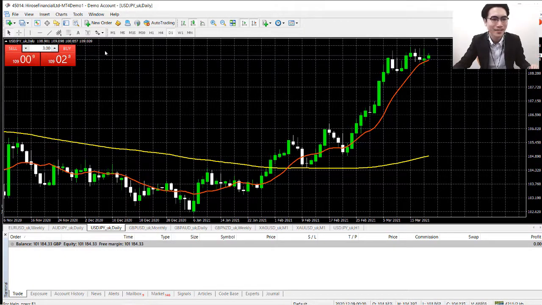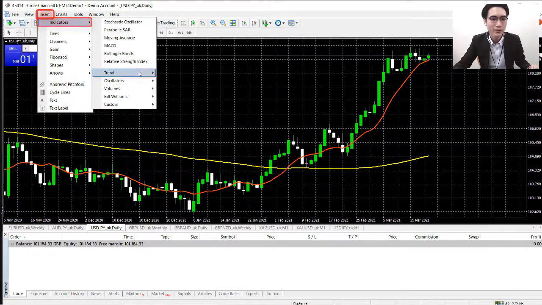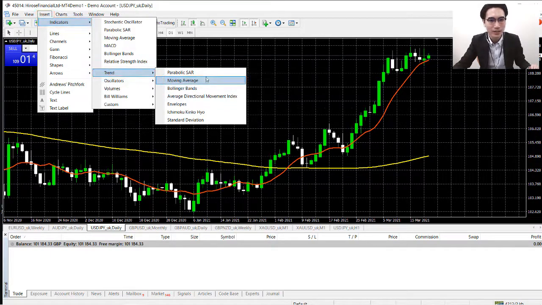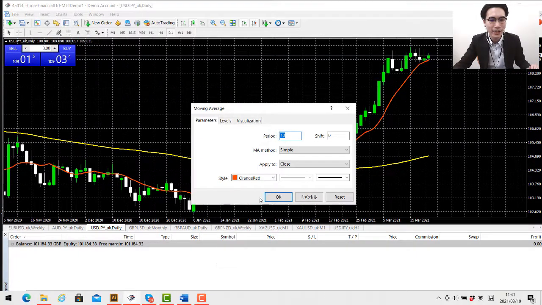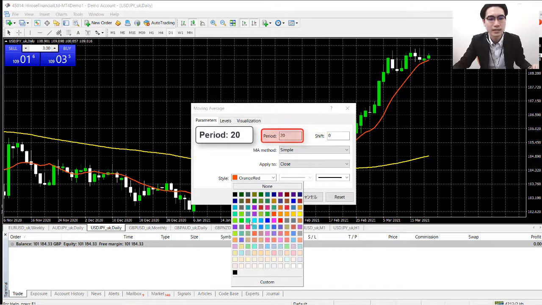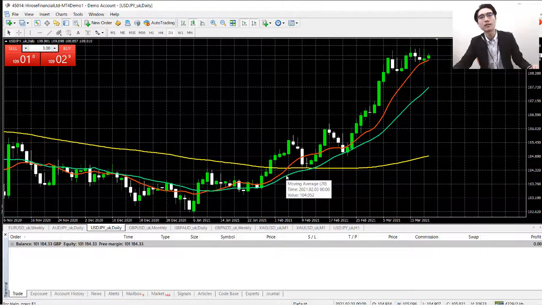Then next I set up the green one. Again, I do the same thing: Insert, Indicator, Trend, Moving Average. This one is a 20 period moving average, and the color is green. So now I have this setting all here: 20 period, and the color is green, and I click on OK.